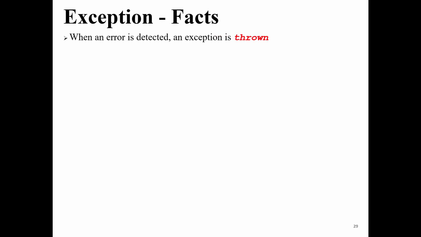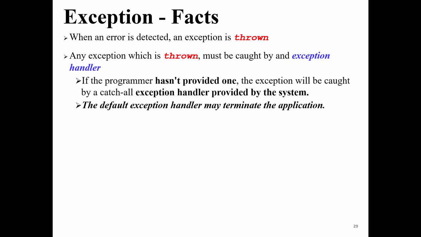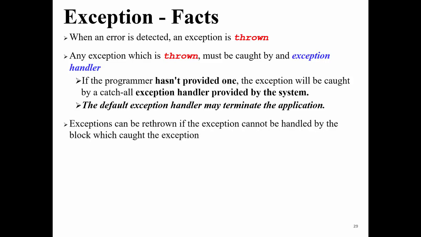Some facts about the exception: when the error is detected, the exception is thrown automatically by Java, or you can throw it yourself. Once the exception is thrown, you can catch it and print something, toss a message to the user, or ask the program to terminate. If the handler is not provided by you, Java will handle it through the Java virtual machine, which has a default handler for exceptions.